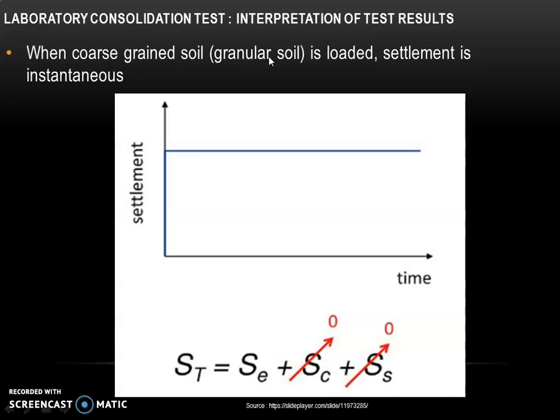When a coarse-grained soil, that is granular soil, is loaded, maybe due to construction of a structure, then the settlement is instantaneous. The total settlement of soil is the sum of elastic settlement, primary consolidation and secondary consolidation. For granular soil, primary consolidation and secondary consolidation are 0. Hence, elastic settlement is the total settlement of the soil. By looking at the graph of settlement versus time, we can see that the settlement is instantaneous.